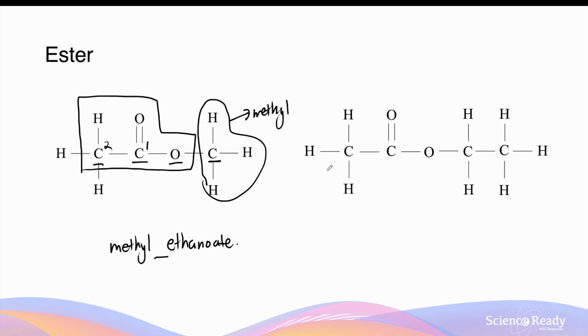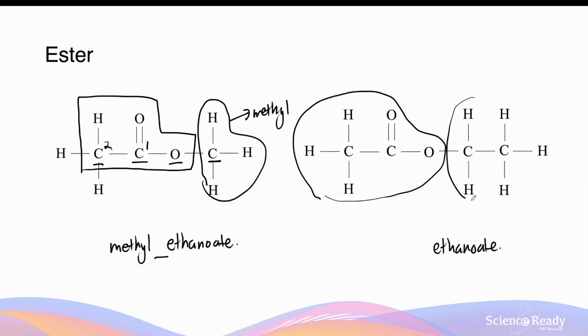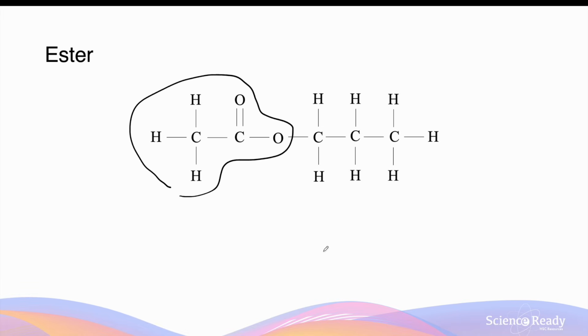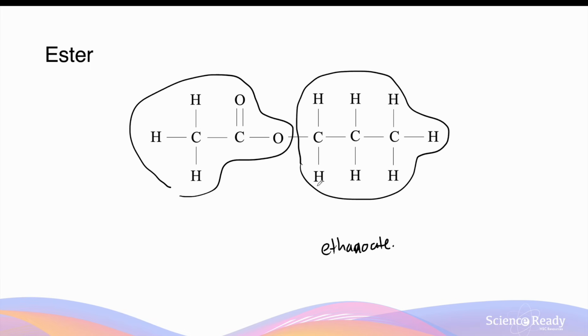In this molecule, again, let's consider the carboxylate region, so that's ethanoate. And now there are two carbons on the other side of oxygen, so this is called ethyl ethanoate. What about this one? So this is again ethanoate. And now there are three carbons on the other side of the ester. This is called propyl ethanoate.